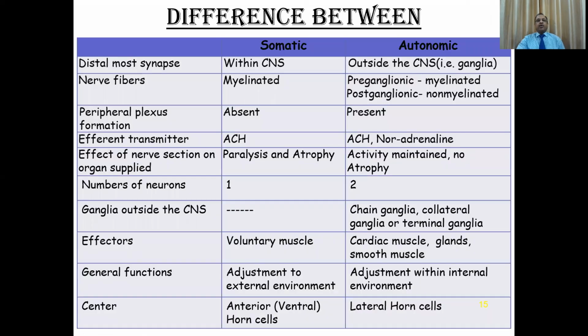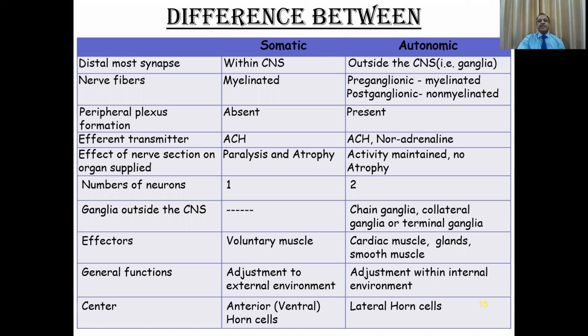So to sum up, what really makes somatic nervous system different from autonomic nervous system? Here are a couple of points which one should remember. I'll read each and every point just to explain. Now, in somatic nervous system, the synapse is well within the central nervous system. The nerve fibers are myelinated. There is no peripheral plexus formation, and the neurotransmitter is acetylcholine.